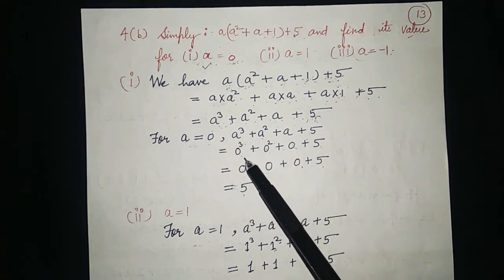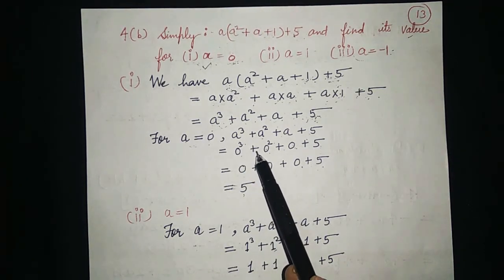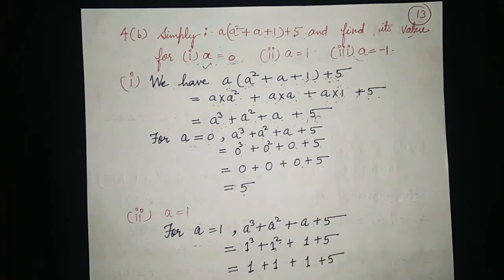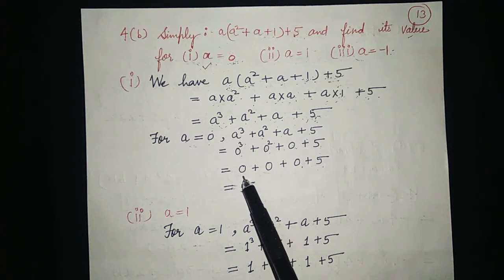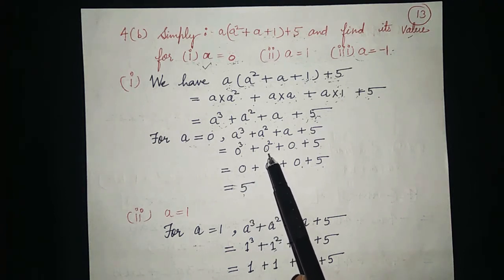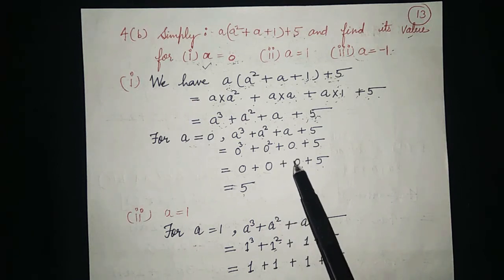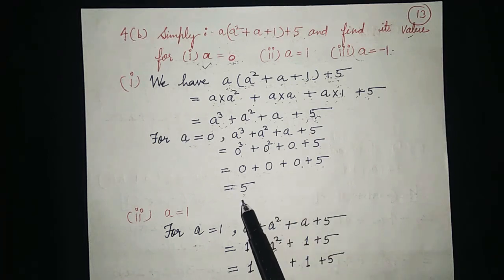Now we will put 0 in place of a. So here 0 cube plus 0 square plus 0 plus 5. Now for 0 cube we will write 0, because 0 into 0 into 0 we get 0, and for 0 square, meaning 0 into 0, we will write 0, and this 0 and this 5 we will write. Now we will add these 4, so we will get here 5.